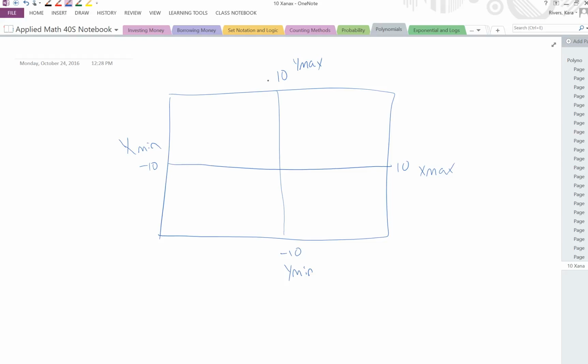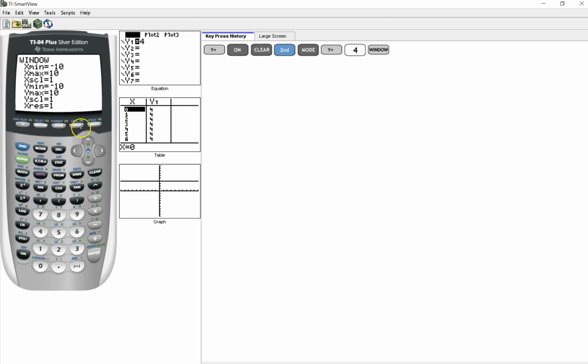For this first example, this is fine because we're going to be drawing a horizontal line at 4. So to get it to graph, I can just hit graph. What I like to do for all of my graphs is hit zoom 6. Zoom 6 is the standard graph, and that always centers my graph at 0, 0 and sets the window from -10 to 10 for both the x and the y. So zoom 6, and there we go.